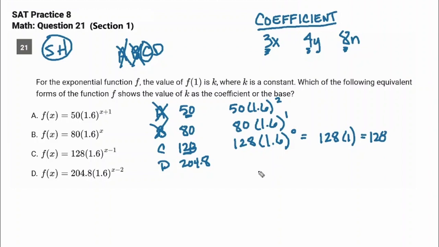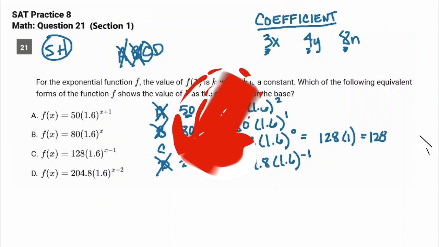If you want to try D, it's 204.8 times 1.6 to the 1 minus 2, which is negative 1. Some disastrous calculator thing that you have to do. You know you're not going to end up with 204.8. It's gone. The answer is C, and it's really easy if you just understand what coefficient is and if you just run the function. Get it right and move on.